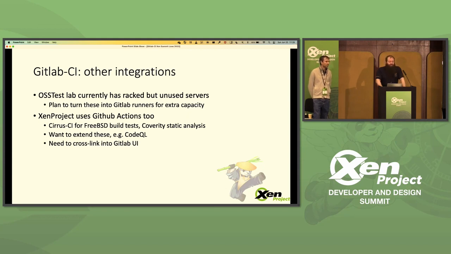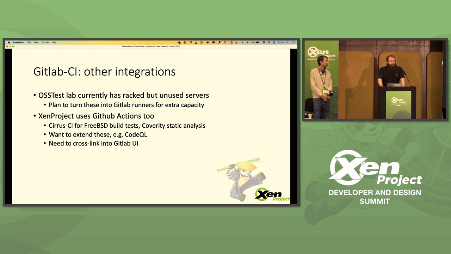And FreeBSD spots quite a lot of bugs that we don't really notice too well in the otherwise exclusively Linux environments that we test in. So that's good. We've also got it being the thing that triggers Coverity static analysis at the moment. That's on a schedule. We have some improvements we'd like to do with that. There's a lot of stuff we'd like to extend.